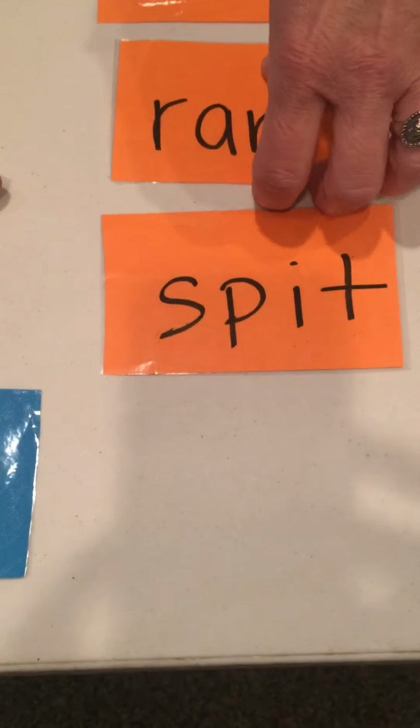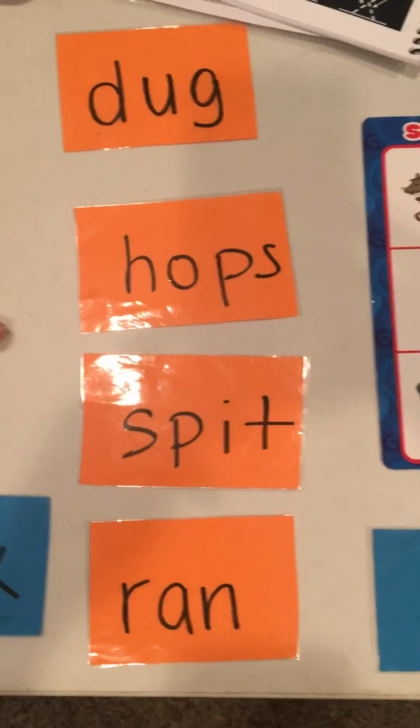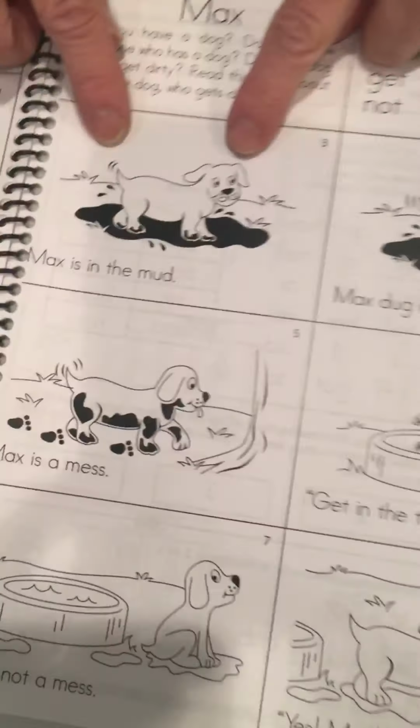Let's take off the word dug and let's try another one. Let's try this one. Max ran in the mud. Here's some other fun things he can do in the mud. Now you're ready to read this book about Max.